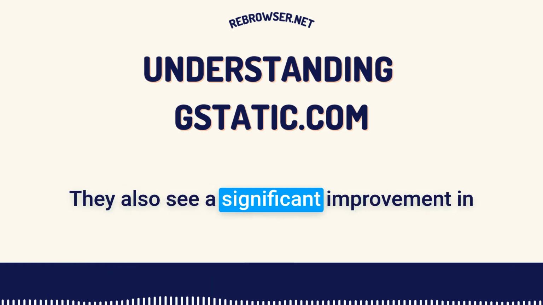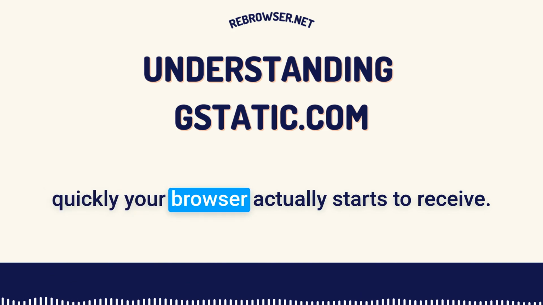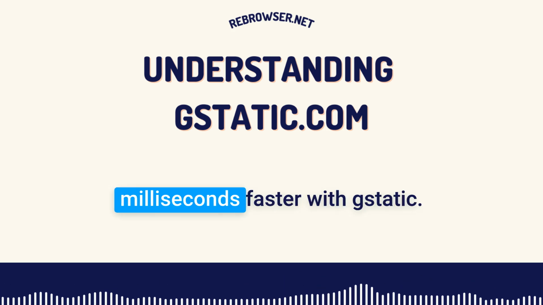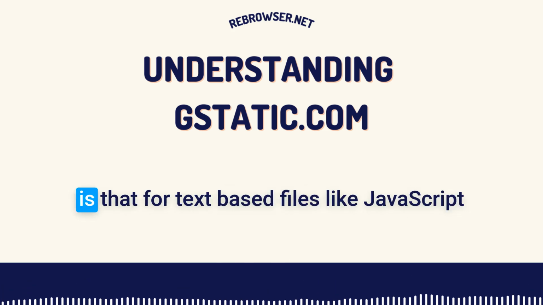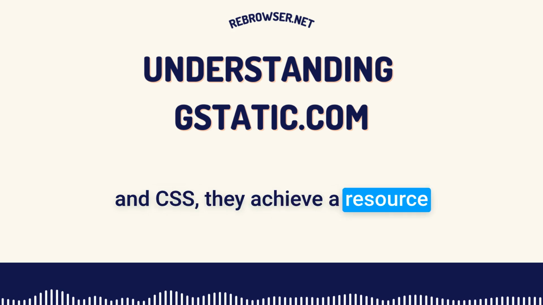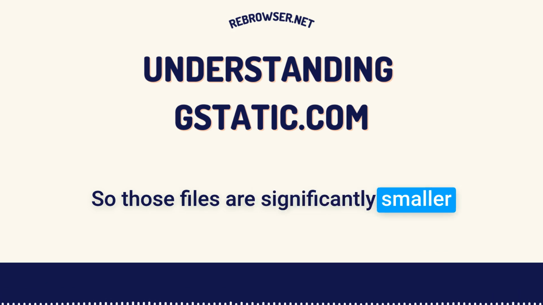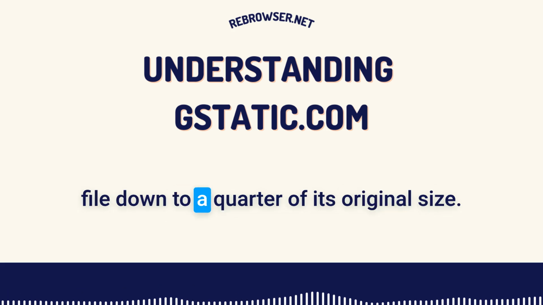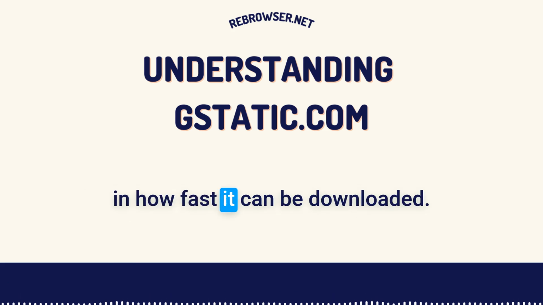They also see a significant improvement in time to first byte, which is the metric for how quickly your browser actually starts to receive data from the server. On average, it's like 200 milliseconds faster with gstatic.com. And another interesting thing is that for text-based files like JavaScript and CSS, they achieve a resource compression ratio of 65 to 80%. So those files are significantly smaller when they're being transmitted. So we're talking about like shrinking a file down to a quarter of its original size. Yeah. And that makes a huge difference in how fast it can be downloaded.